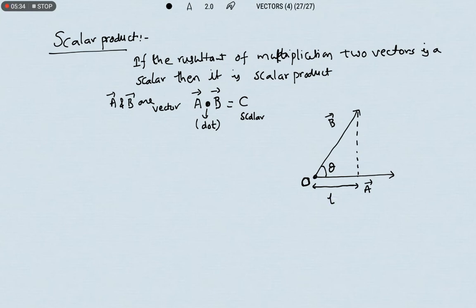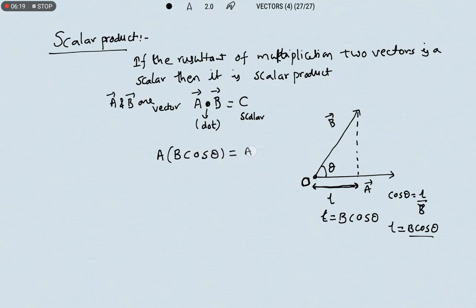So this L, how can we write it from this right angle triangle? L is equal to B cos theta, because this is the adjacent side. This projection is the adjacent side, so cos theta is equal to L by B bar. So we get L equals B cos theta. So the product of vector A and the component of vector B we can represent as A bar dot B bar. That is the resultant of A bar dot B bar.